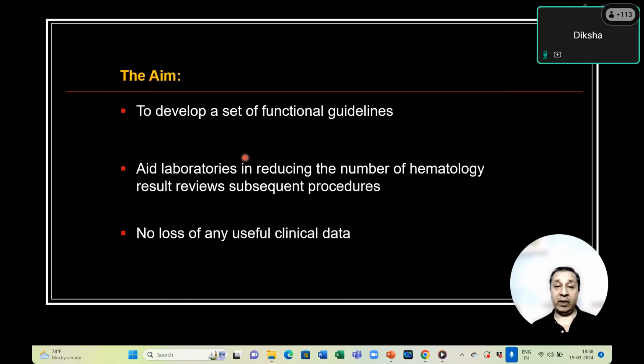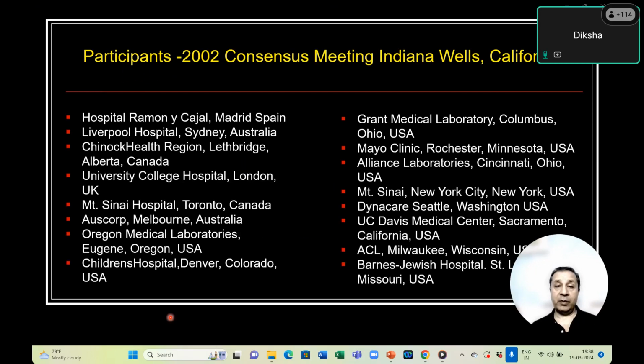So the aim was to set specific functional guidelines, and this in turn should aid the laboratories to reduce the number of hematology result reviews. And at the same time, they wanted to ensure that there is no significant loss of useful clinical data and no harm done to the patient. There were a lot of people who participated, unfortunately, none from India in this particular activity. Most of them were either from Europe or from America and Canada. Of course, Australia was also a party to it.